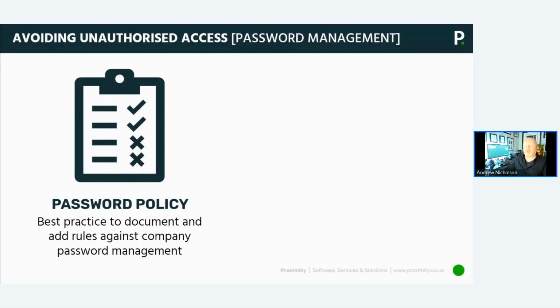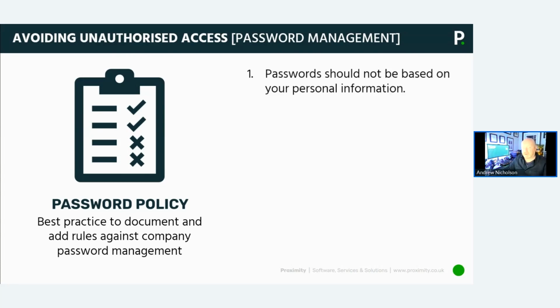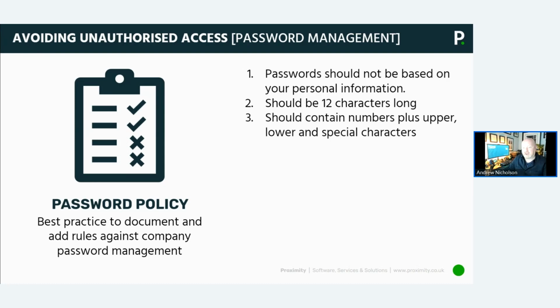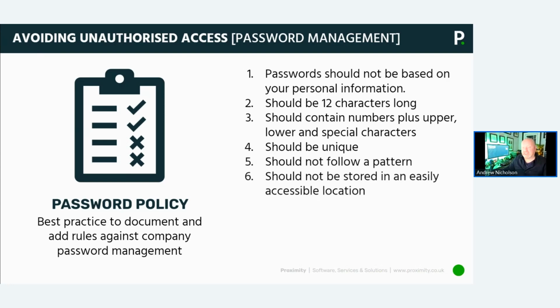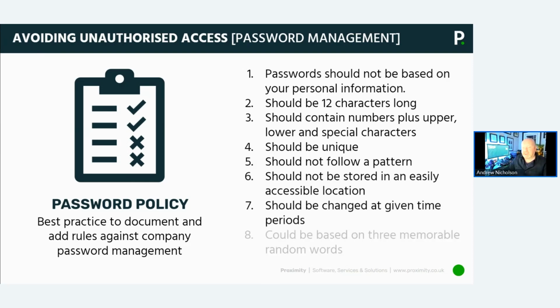So once we've looked at password controls and they're in place, you may wish to look at introducing policy for your users to follow. For example, passwords should not be based on your personal information, should be at least 12 characters long, should contain three of the following four characteristics: uppercase, lowercase, numbers, and special characters. Should be unique, should not follow a pattern, should not be stored in an easily accessible location, should be changed at given time periods, and could be based on three memorable random words.